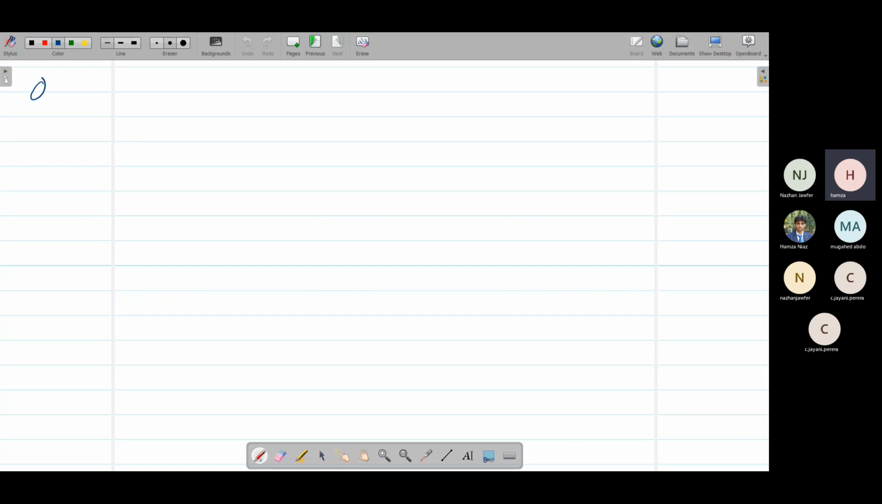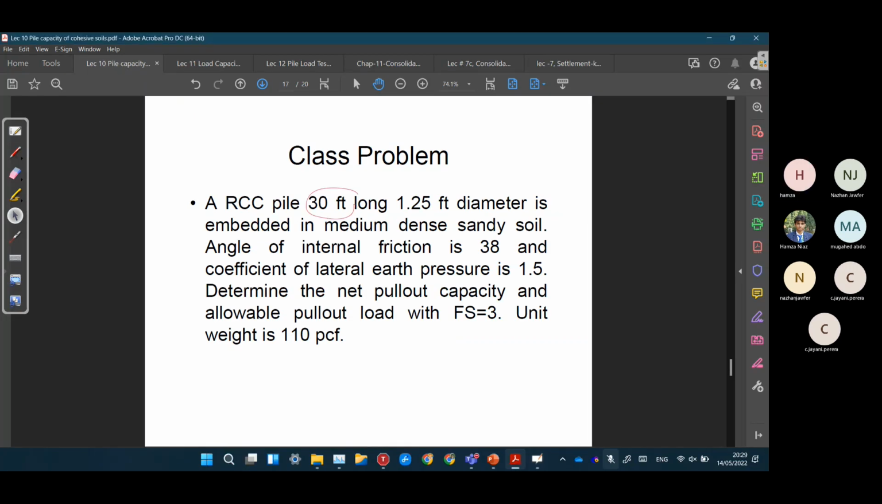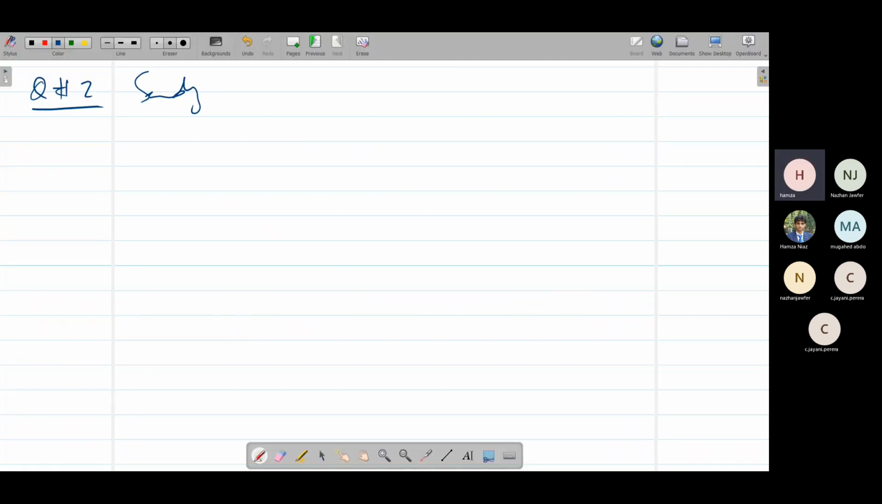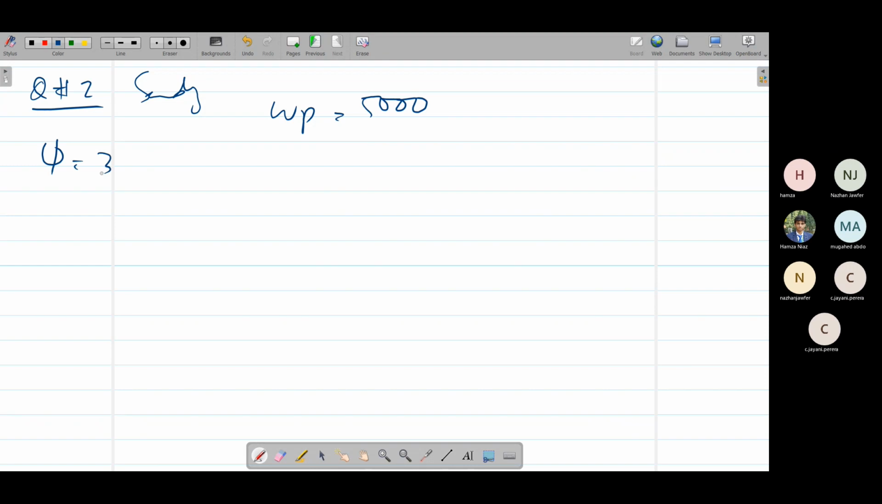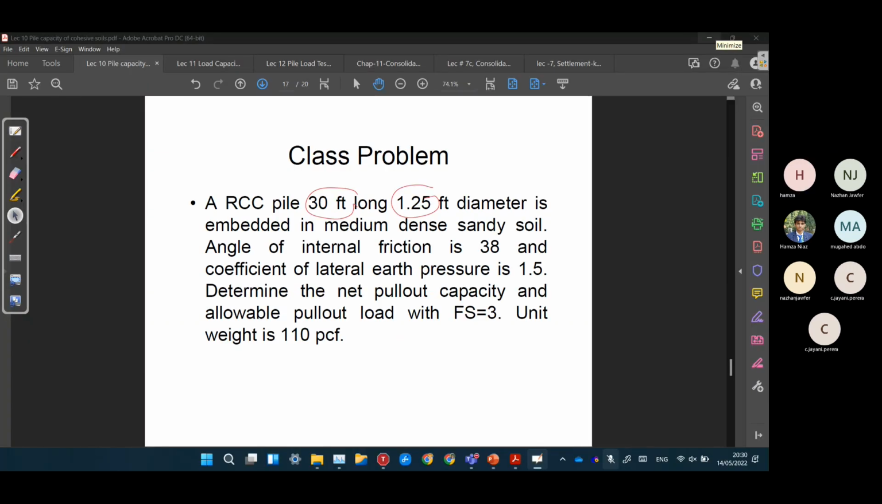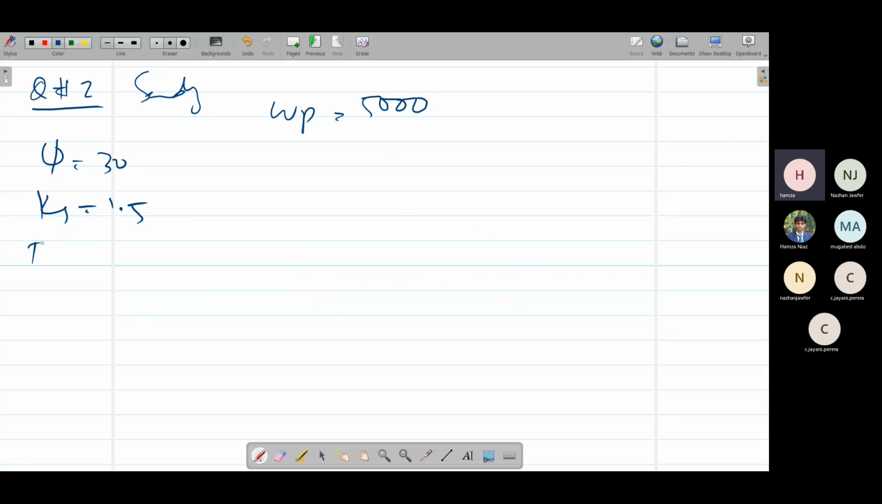Okay. So the second question is simply for the sandy piles. Just the differences: 30 feet, 1.25 feet, the same. So the weight of the pile would be approximately the same because the length and diameter are the same. Phi is 30, Ks is equal to 1.5, factor of safety is 3, and the gamma of sand is 110. So this is given.